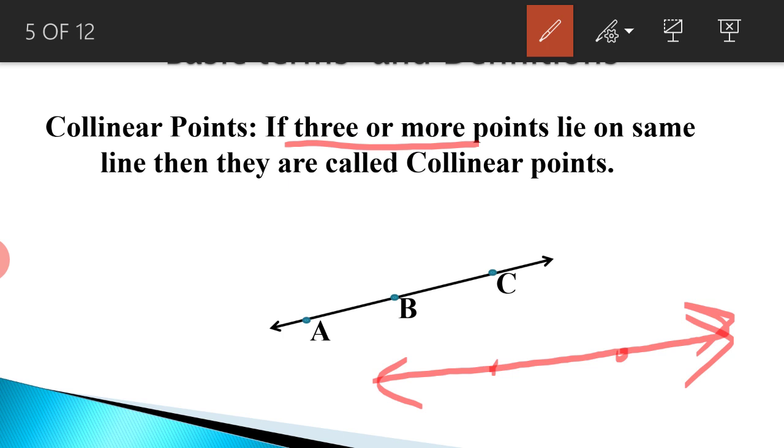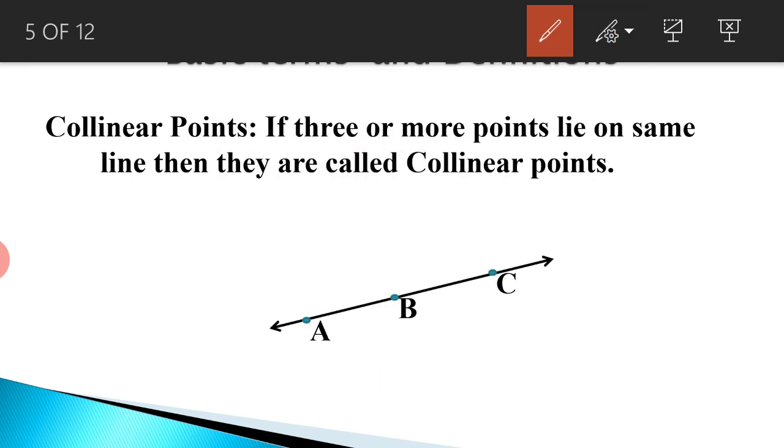Are you getting? So if 3 or more points lie on the same line, then they are called collinear points. Here, this term 3 or more is very important. Is it clear? For 2 points, we say that it is by default. And why by default? Because from 2 points, one line will be there which will pass through those 2 points. Okay, now coming to the next part.